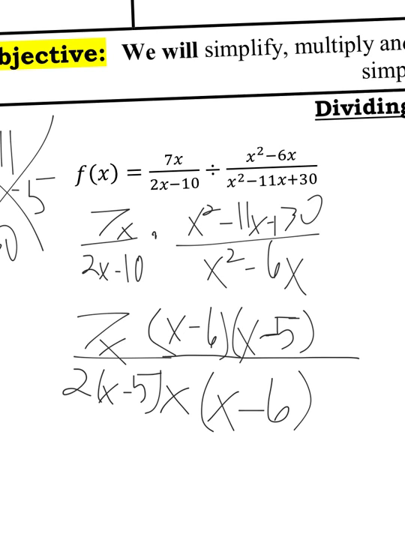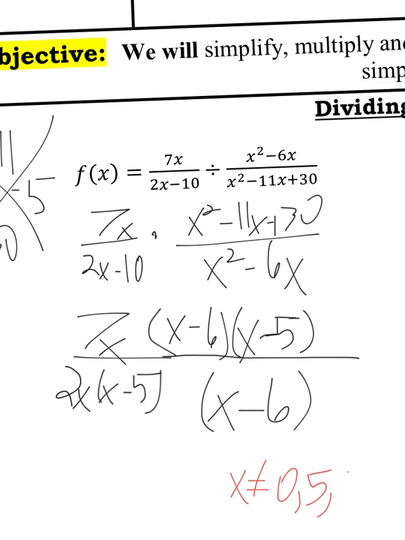If you want, you can erase the x and the 2, and write it as 2x times x minus 5 times x minus 6. So basically, we have a restricted domain at 0, because 2 times 0 would make 0. We have restricted domains at 5, because 5 minus 5 is 0, and at 6, because 6 minus 6 is 0.